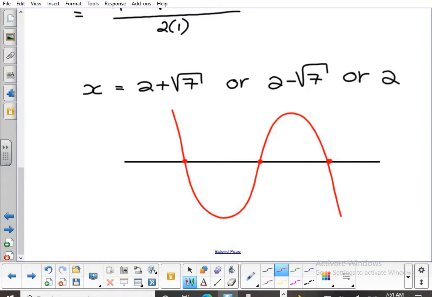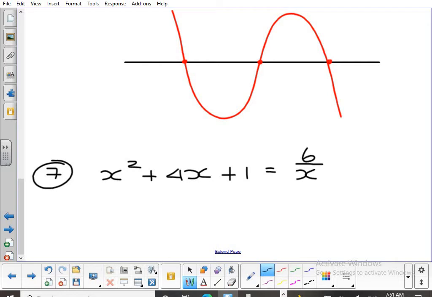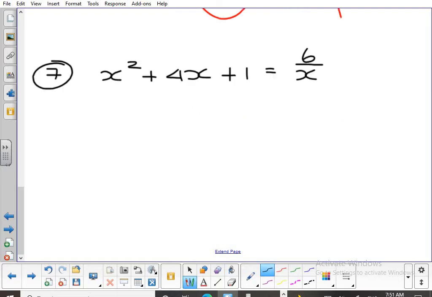Fantastic. The next one was 7. Am I correct, Fitzgerald? So 7 says this: x squared plus 4x plus 1 equal to 6 over x. Alright, so we said yesterday, before I can do factor theorem or anything, I first need to be in standard form. That is not standard form.